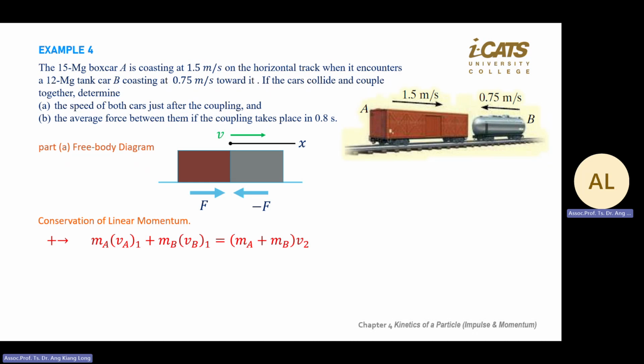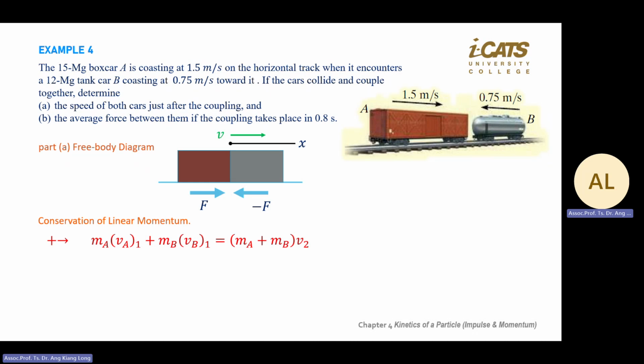Conservation of linear momentum depends on how many objects you have. In here, we have 2 objects, so each object has 1 momentum. You have 2 objects here, A and B. So you write MA VA1 before, plus MB VB1 also before, equal to, and you need to look at your diagram, the right hand side is what happened after.